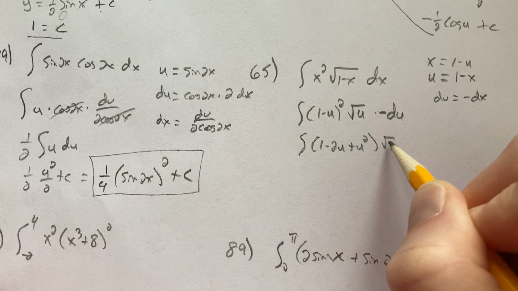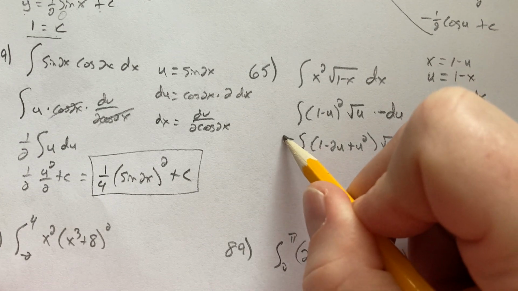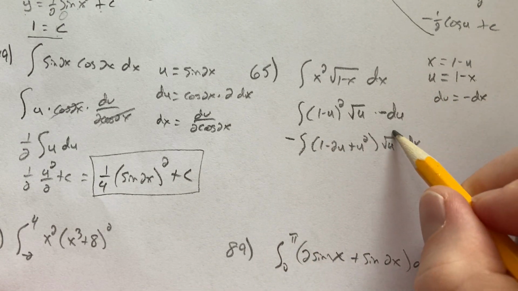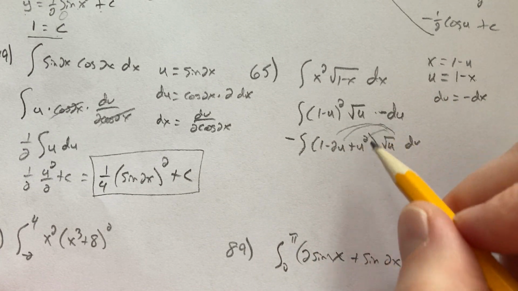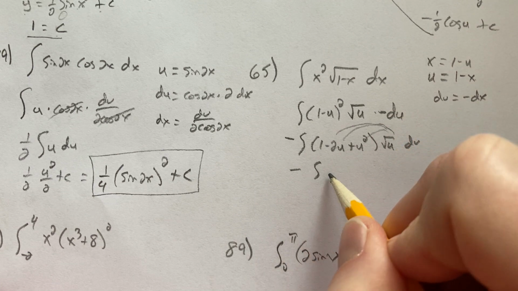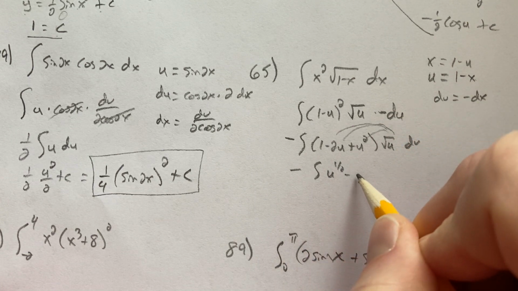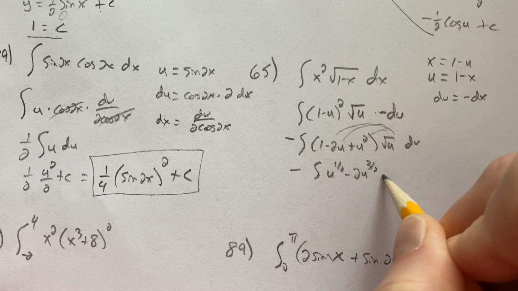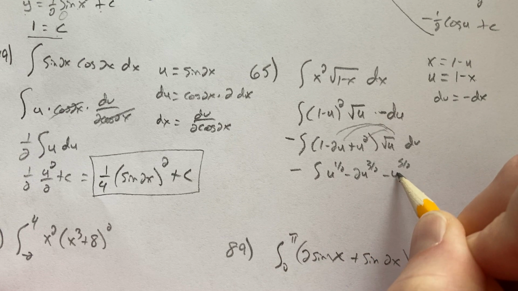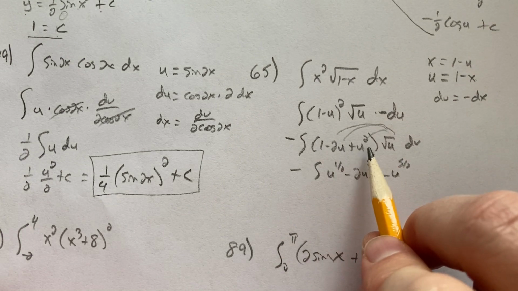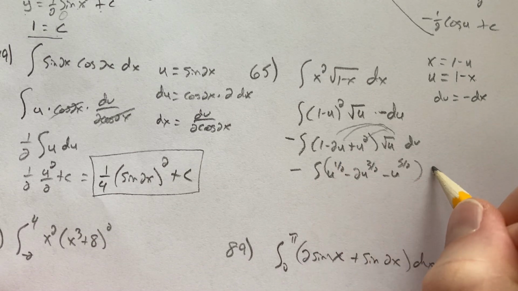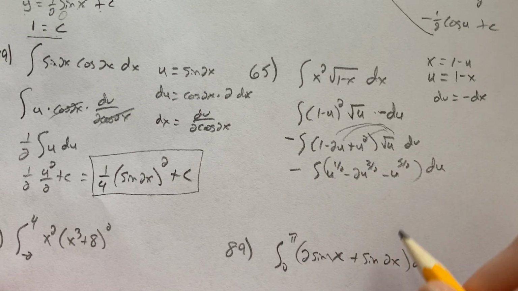And you're going to love this next part. I'm going to pull the negative out front here. We're going to distribute this square root of u to everything. So I get u to the 1/2 minus 2u to the 3/2 minus u to the 5/2. I'm just giving square root of u, 1/2 u to all of these, okay? du. And then I'm ready to integrate.